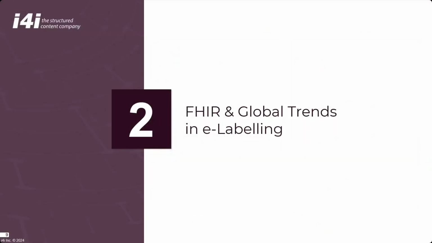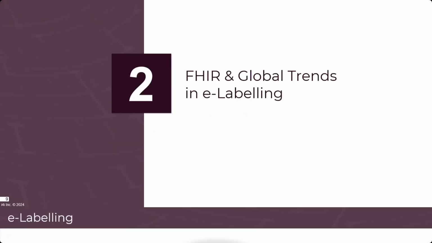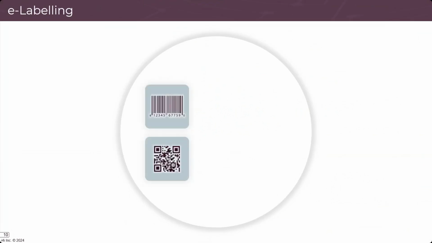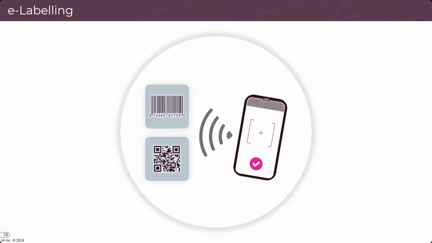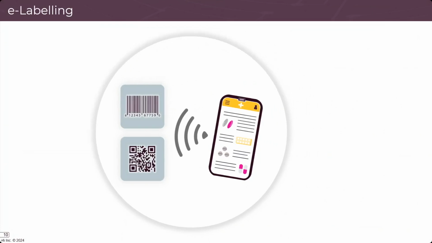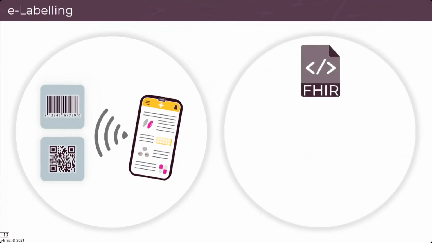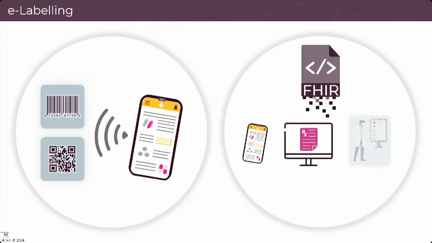Thank you, Aman. I'm going to take a quick look at what e-labeling is and how FHIR is impacting its evolution. E-labeling is a wide-ranging term and covers a lot of different initiatives. E-labeling could be a QR code or a barcode on a package that can be scanned and takes the users to product information on a website. It could be much more by using something called FHIR.